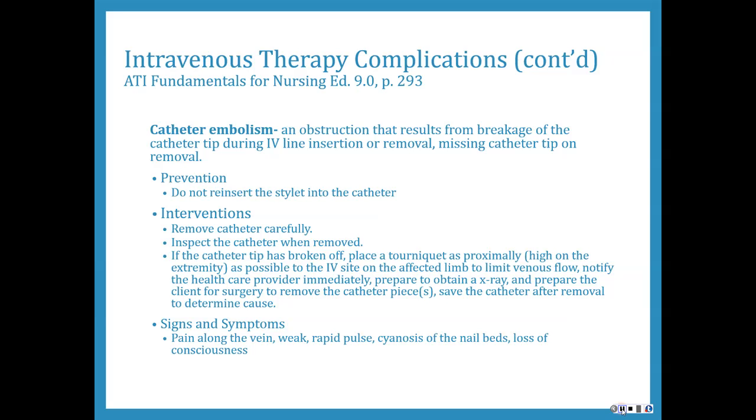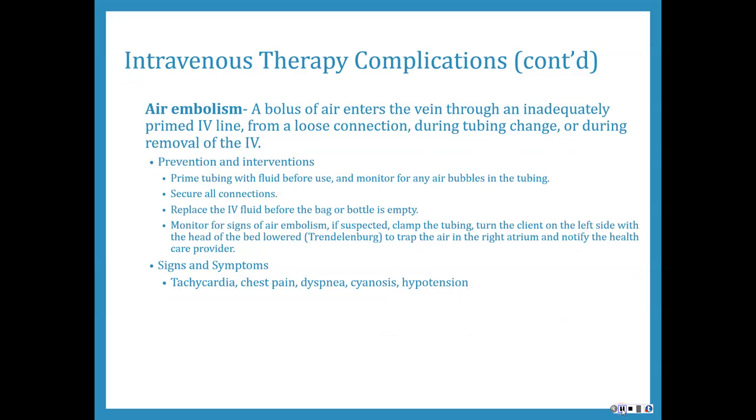What you would do if that tip of the catheter was not intact is immediately get a tourniquet and put it as high on the arm as you could, or where that IV was removed from, in hopes of trapping that piece of the cannula in that extremity, and then the client would need an x-ray, hoping to prevent it from going into the heart or lungs and causing some type of an embolus.